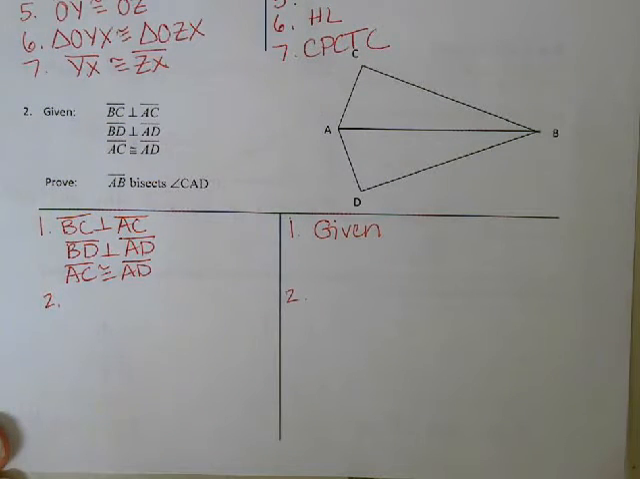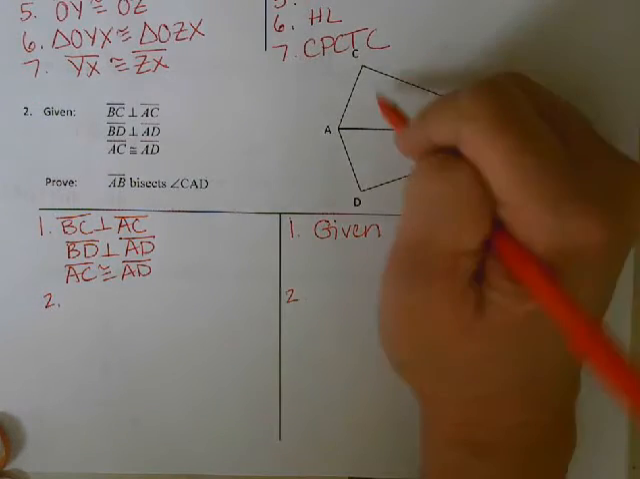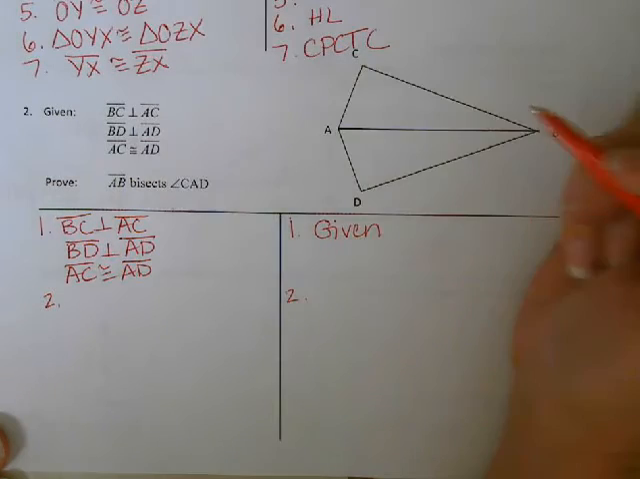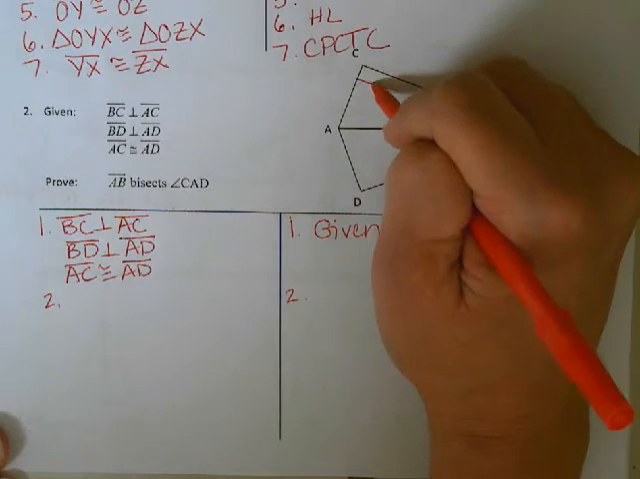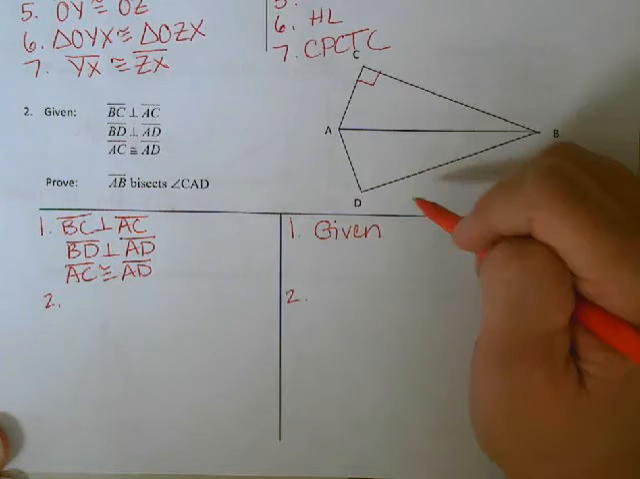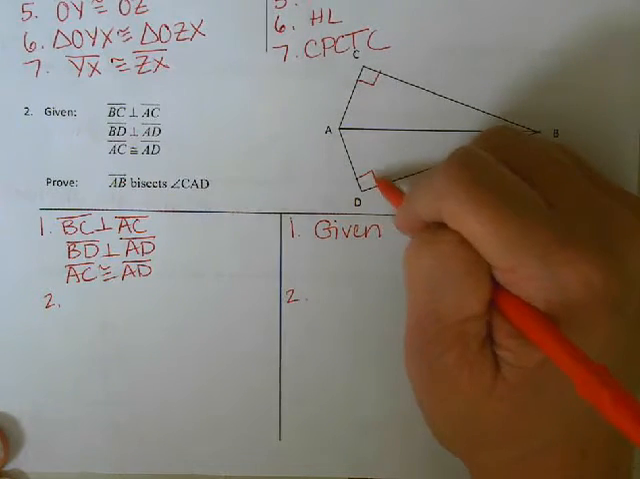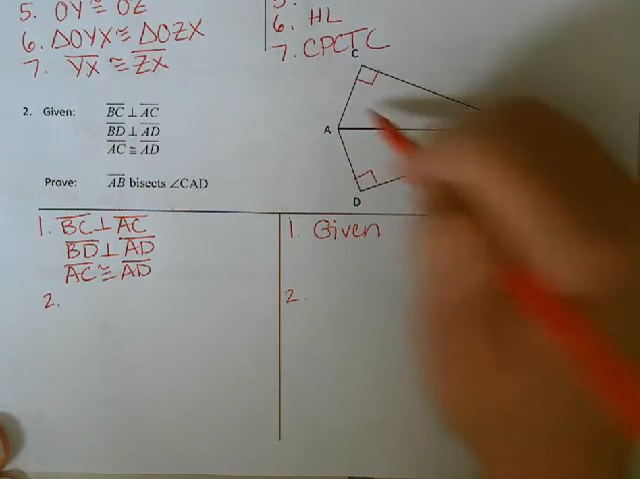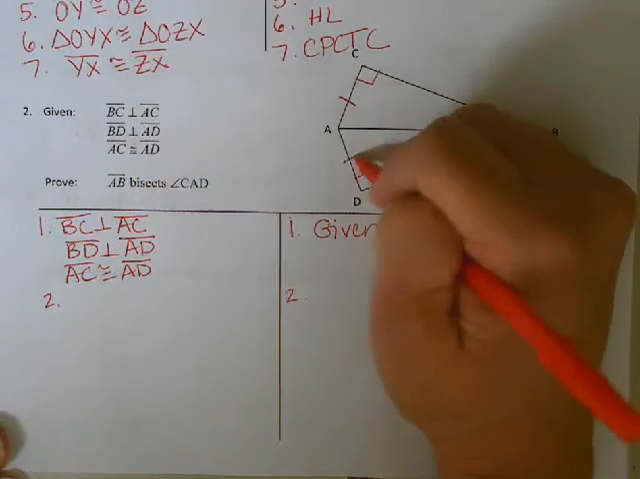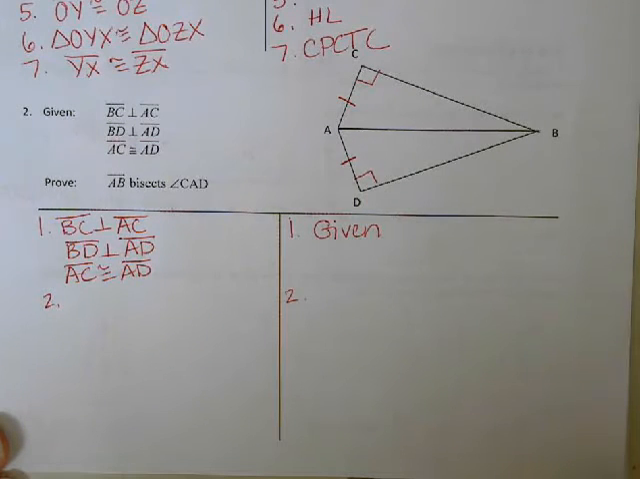So making sure we mark up our diagram. All right, we know that BC is going to be perpendicular to AC. We know that BD is going to be perpendicular to AD. And we know that AC and AD are congruent. So this proof looks a lot like the last one. Why don't you go ahead and try that?